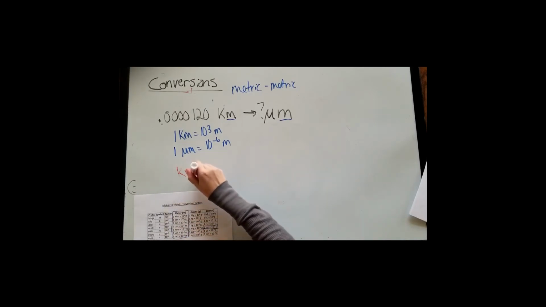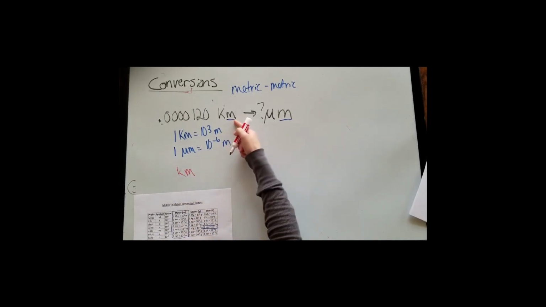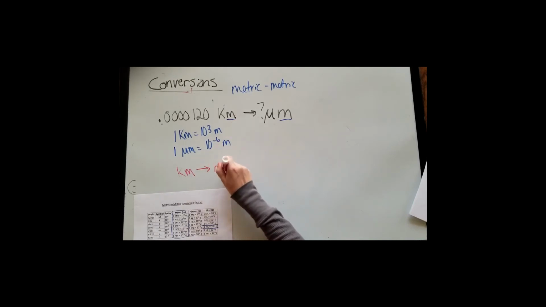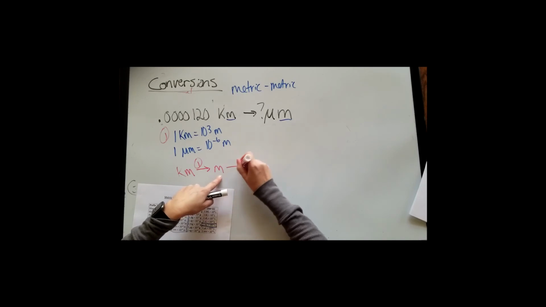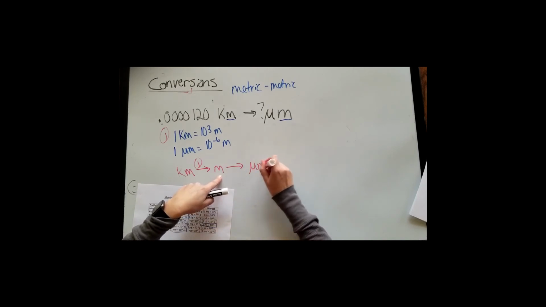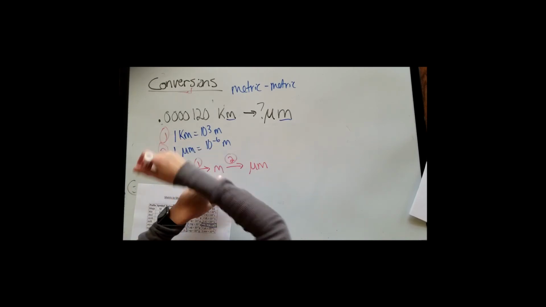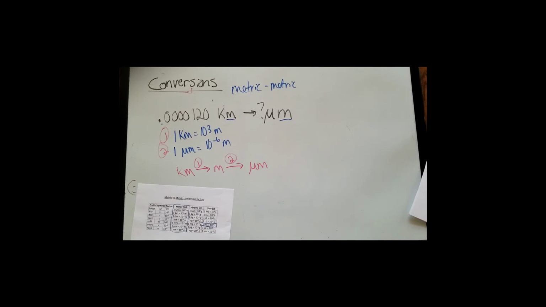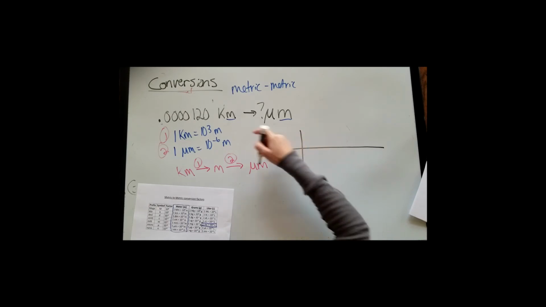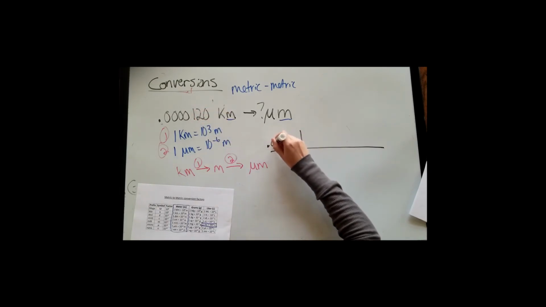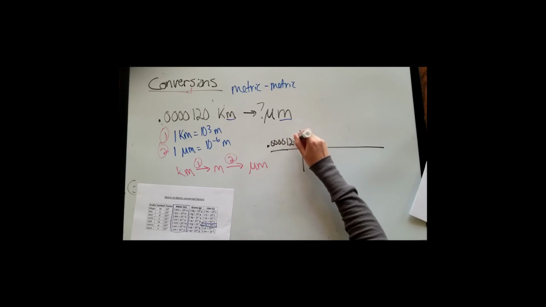So let me show you my plan. I'm starting at kilometer. That's what the original number was given to me as. I'm going to go to meters using this conversion factor, kilometer to meter. Then I'm going to go from meter to micrometer using the second conversion factor. Start my railroad tracks with my original number given to me. Got 4 zeros there. It's a big number there, isn't it?